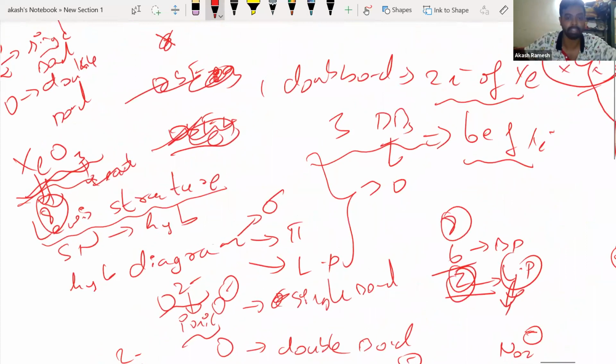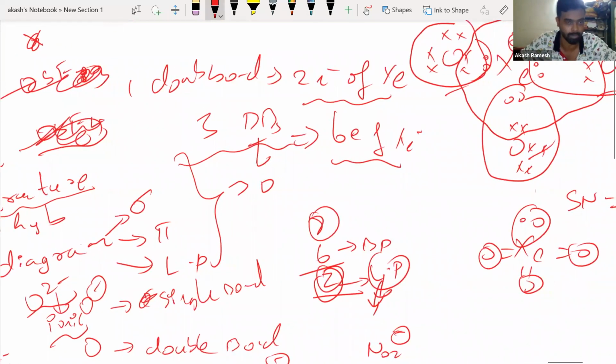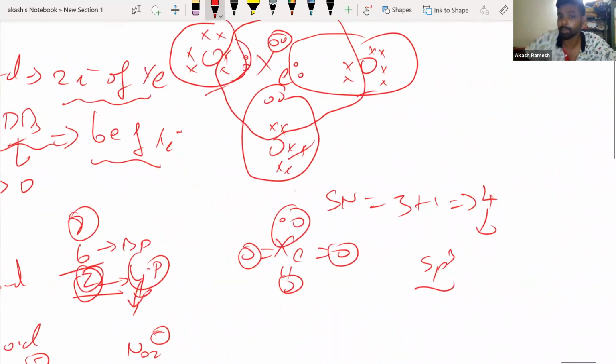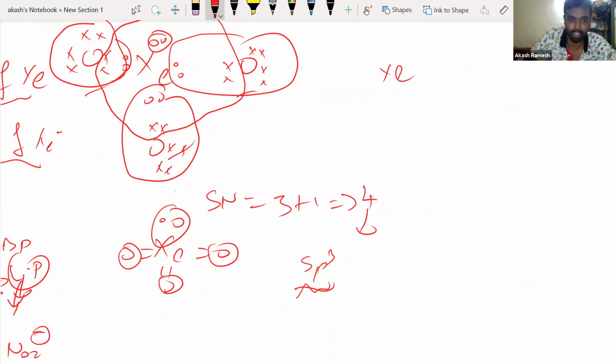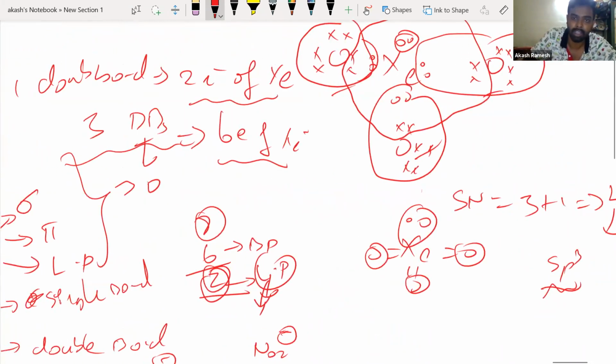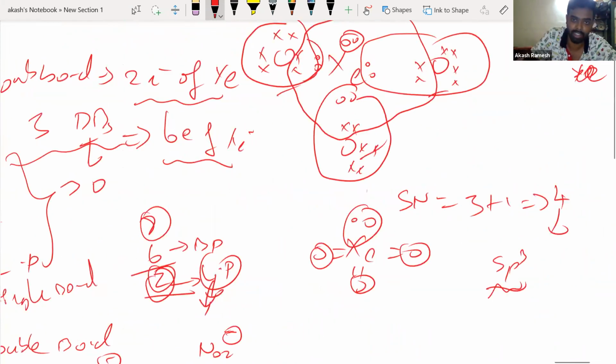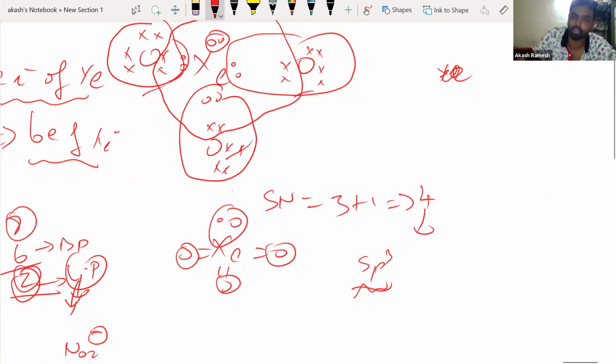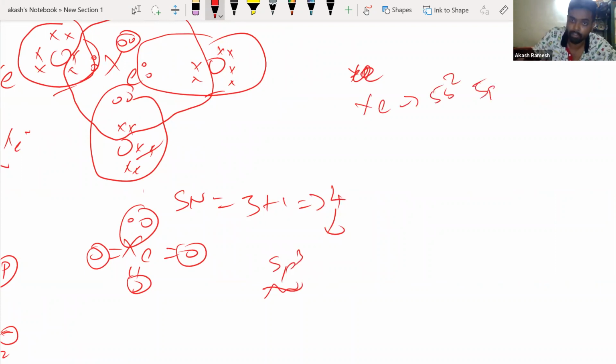So we found out that in this case it is going to be sp3 hybridization. Now let me do it for xenon. Now I think you can do it. Remember, write the electronic configuration at least. Xenon will have the valence electronic configuration 5s2, 5p6, 5d10. Am I right?